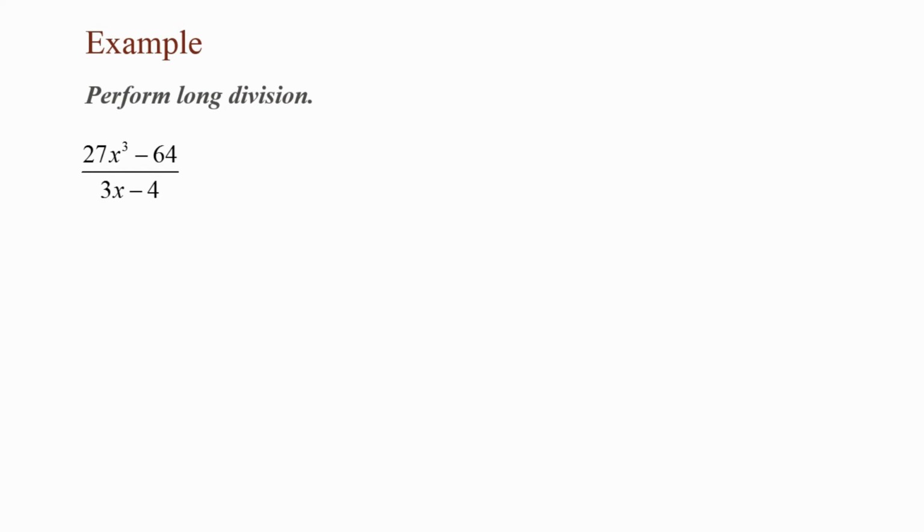Perform long division. 27x to the third minus 64 divided by 3x minus 4. So I have 3x minus 4 on the outside. Then on the inside, we are missing several terms. To make the long division as easy as possible, we need to start with our 27x to the third, then we need x squared, x, and then a constant.